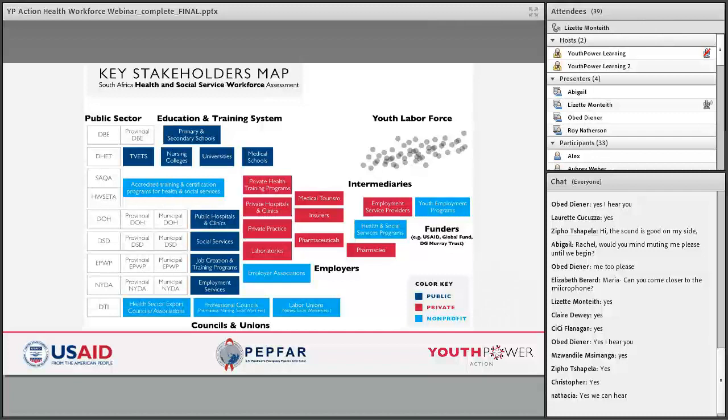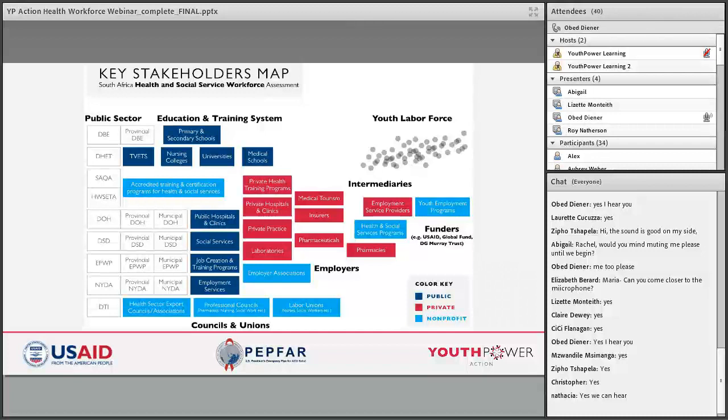The public sector appears along the left side from top to bottom. This encompasses, as you'll see, a range of ministries responsible for sectors including education, health, social protection, and even trade and industry. It's a pretty wide mix. Of special note here, fourth box down on the left is the HWSETA, or the Health and Welfare Sector Education and Training Authority. This plays an important coordinating role within the sector.